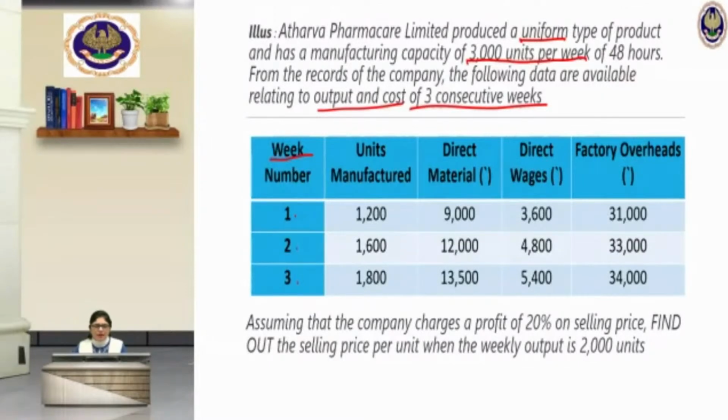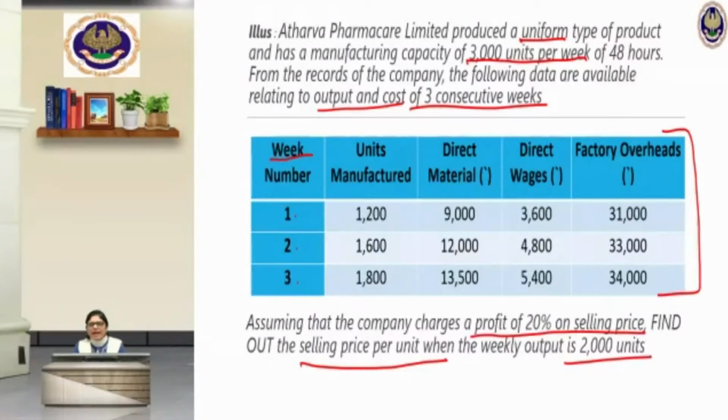Second part, what is required of us? Assume that a company charges a profit of 20% on selling price. Find out the selling price per unit when the weekly output is 2,000 units. So you have to make an understanding on the basis of this information. Whatever is derived out of this information, that rate will be applicable for 2,000 units. So we have to find out the rate as per the information given in the question, and then that rate or price per unit will be applicable for 2,000 units. Clear?